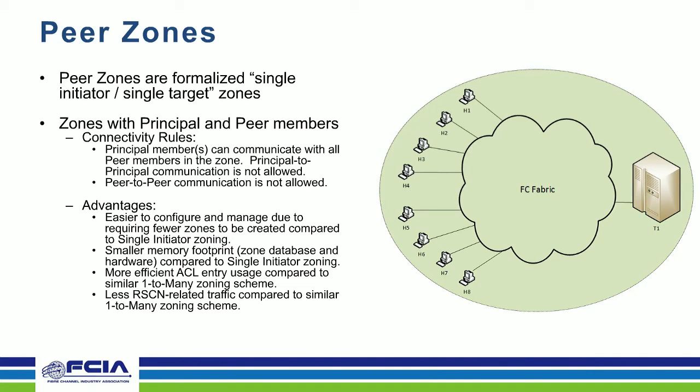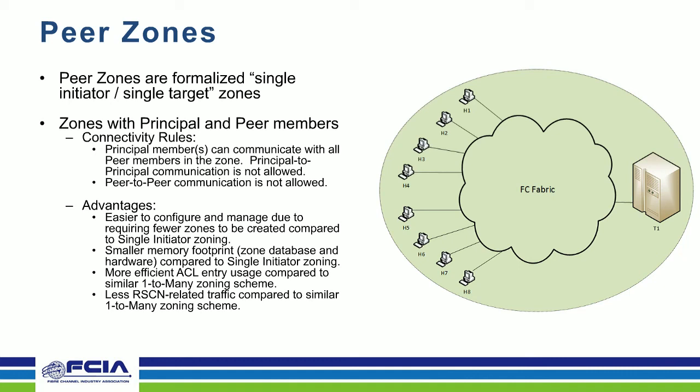Here's a picture representation of peer zoning. The principal member is target 1, T1. The peer members are all the hosts here on the left side, H1 through H8. But all these devices are zoned together in one peer zone instead of 8 separate single initiator, single target zones. There was a picture a few slides back that showed the 8 separate zones. So this is one zone, which takes up less space in the zone database storage.